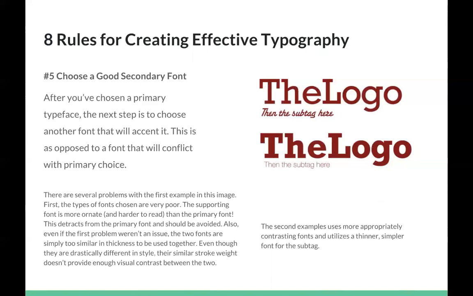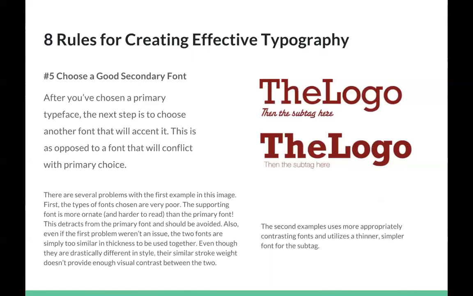So this ends up distracting from my primary font. Therefore, I want to avoid that. Also, even if the first problem wasn't an issue, the two fonts are similar in thickness. And because of that similarity, they really shouldn't be used together.